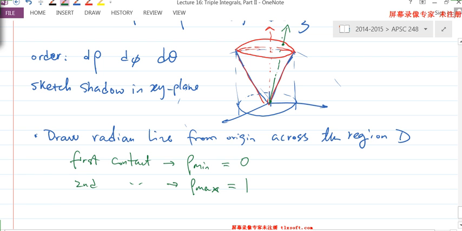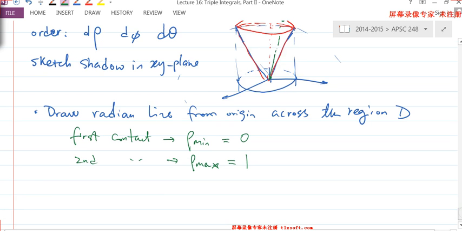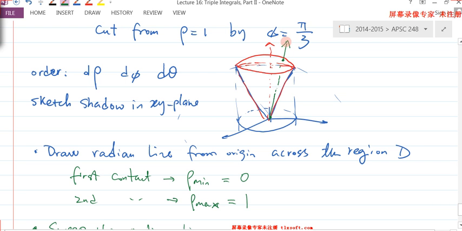And then the second part is you sweep this reading line. Okay, so sweep this reading line here. When you sweep, always start from the z-axis and go across the region D. So you always start here, then you sweep across the region D. Find the phi angle that's sandwiching this region D.